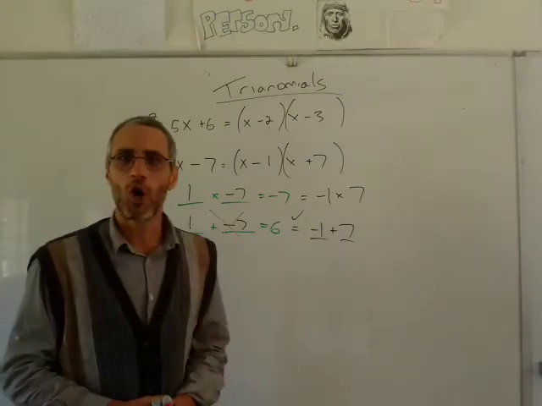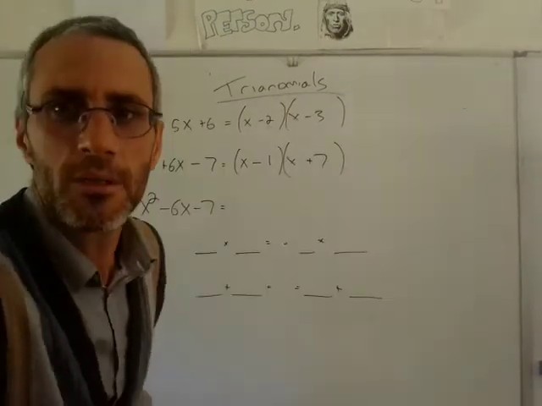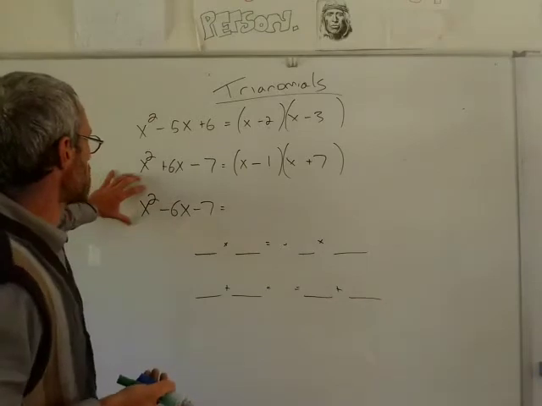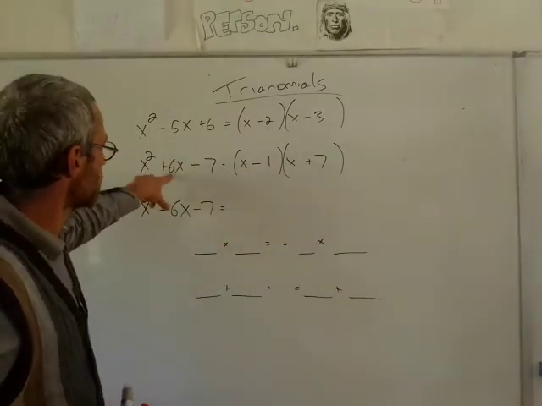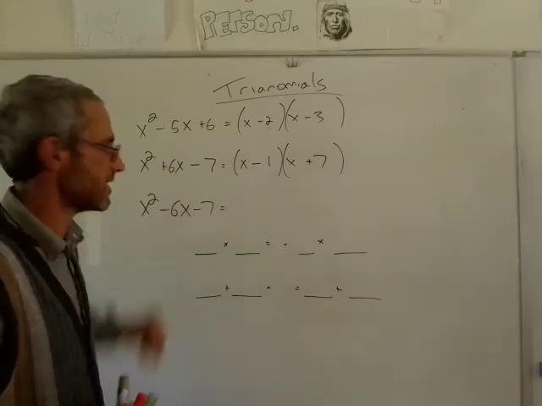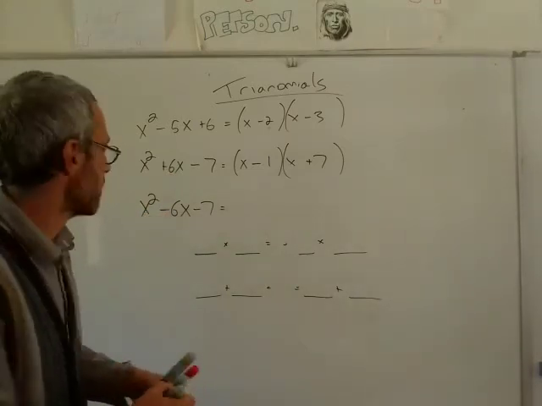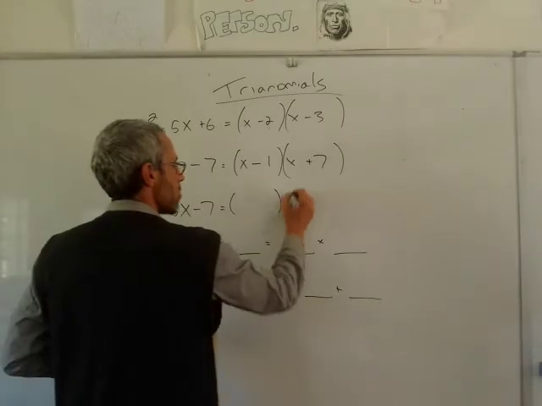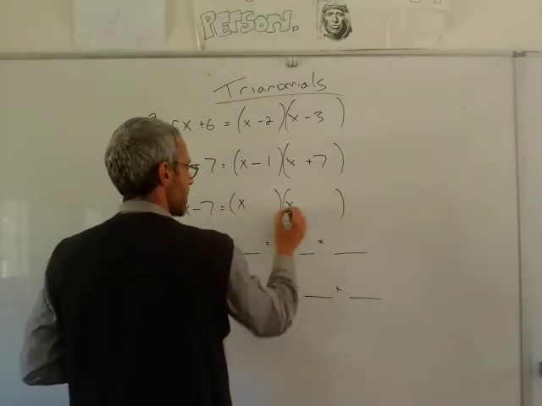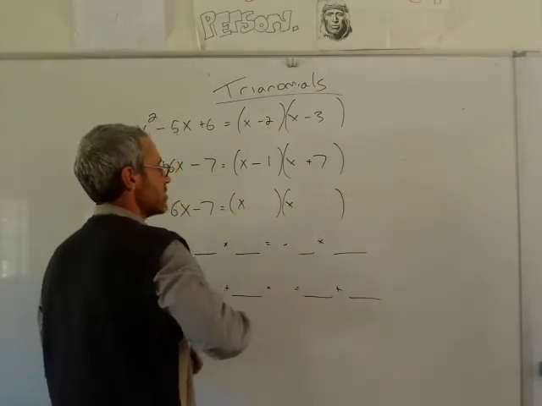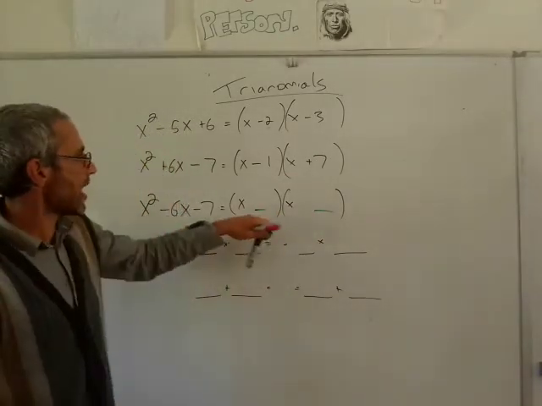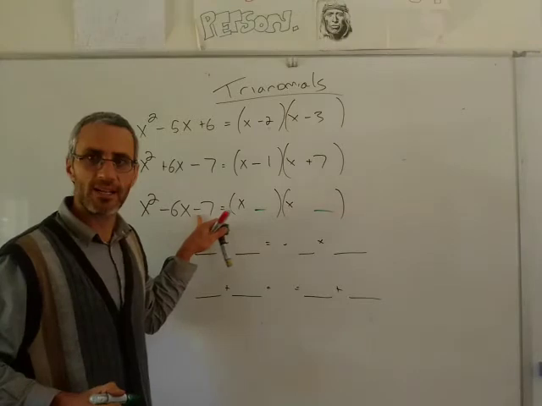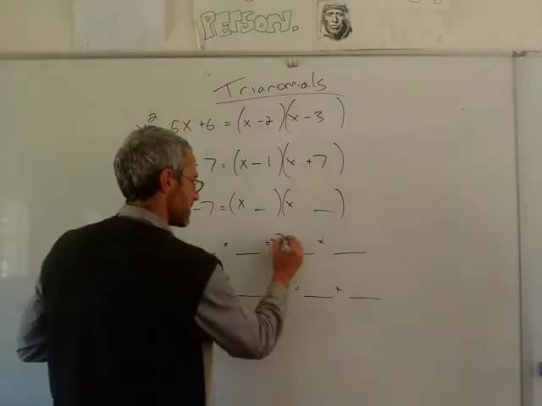Now we're going to look at the opposite, the other way. The example I'm going to do now is very similar. So you've got x squared, instead of plus 6x, I'm going to have minus 6x, and still minus 7. Again, straight away I know that I'm going to have x, and I'm just trying to figure out what numbers I will have here. Now when I multiply these two numbers, we always get the free number, so we will get minus 7.